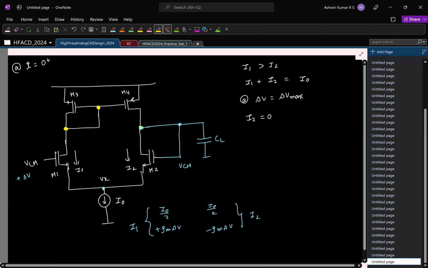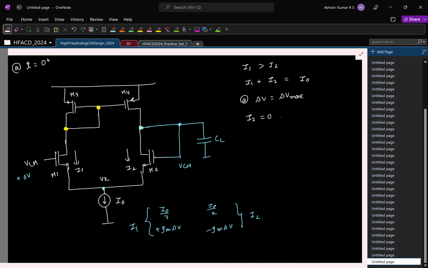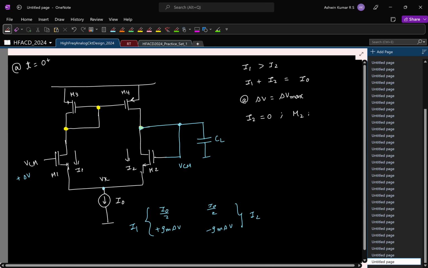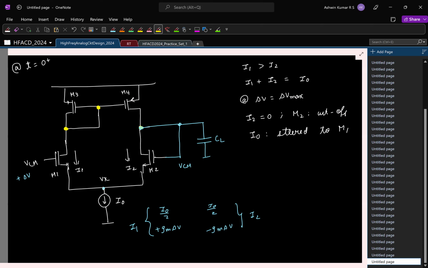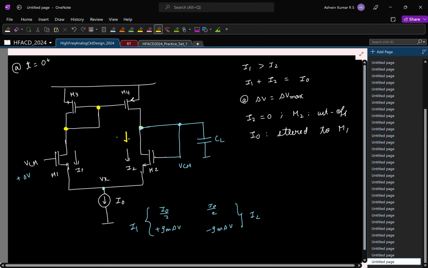So is this clear? At some delta V max, I2 will become 0. So which means what can you say about M2? What operating region is it in? It just enters cutoff. So all of the current I naught is getting steered to M1. At this delta V max, the current here is 0. So this is not operational, and all the current flows here, and this current also flows here, I naught.